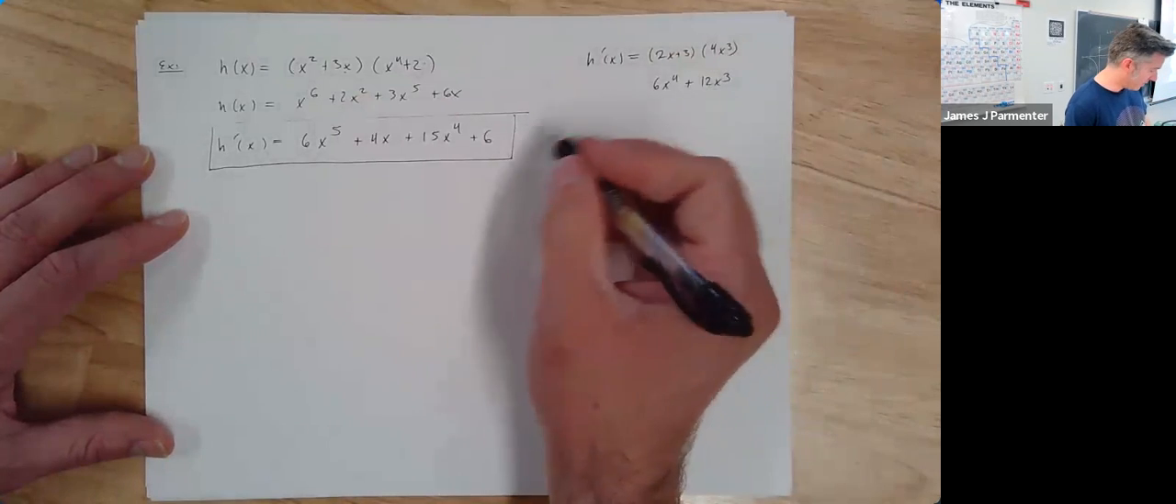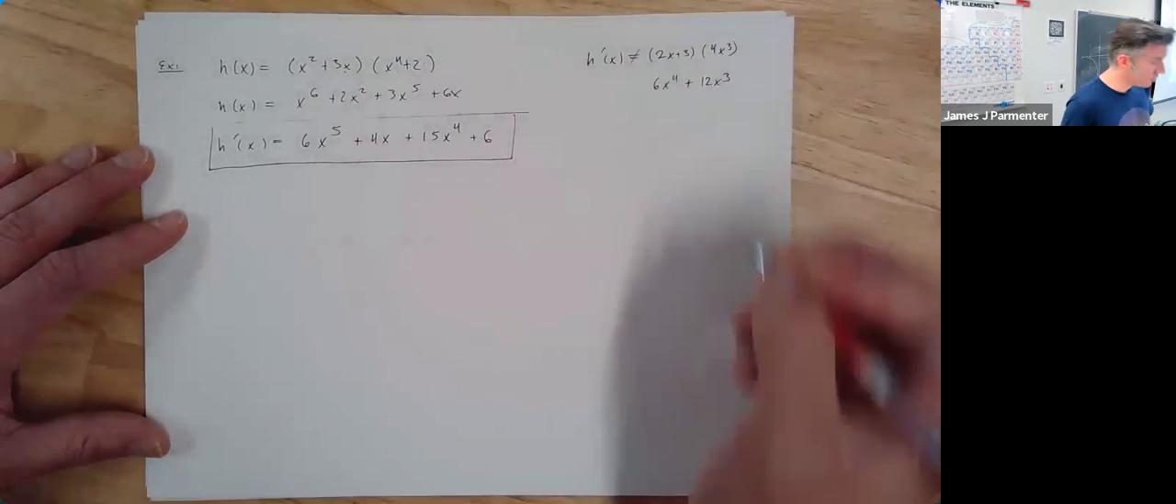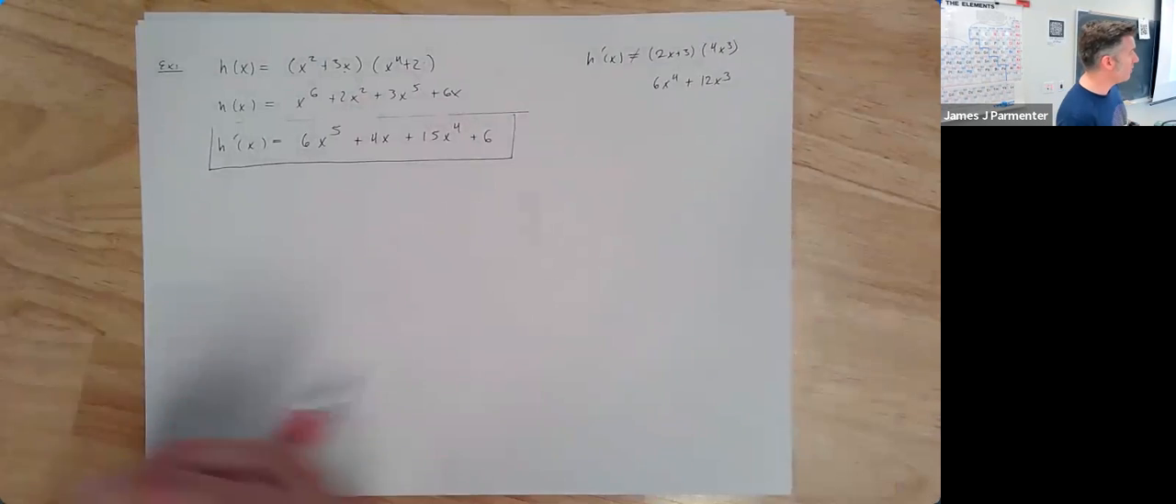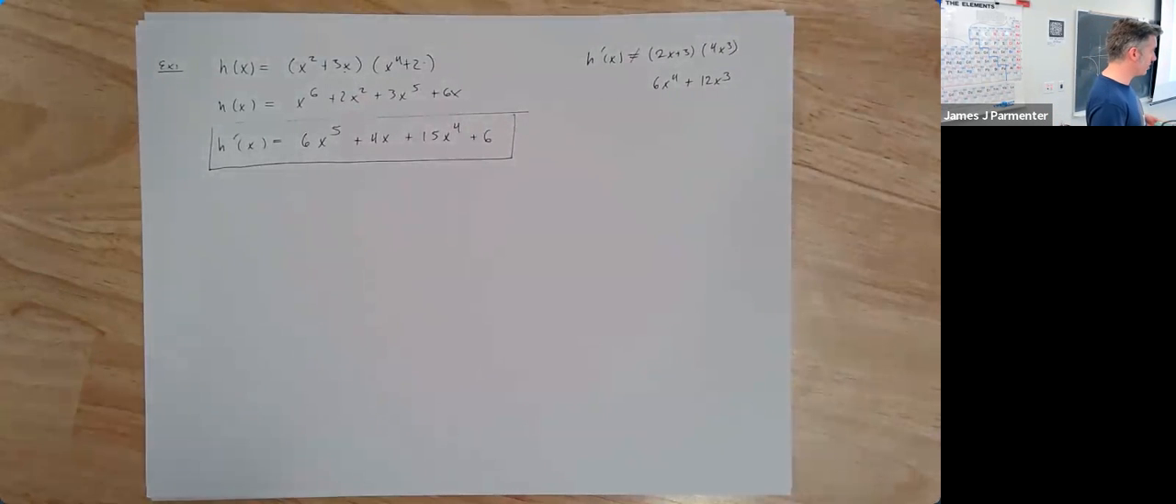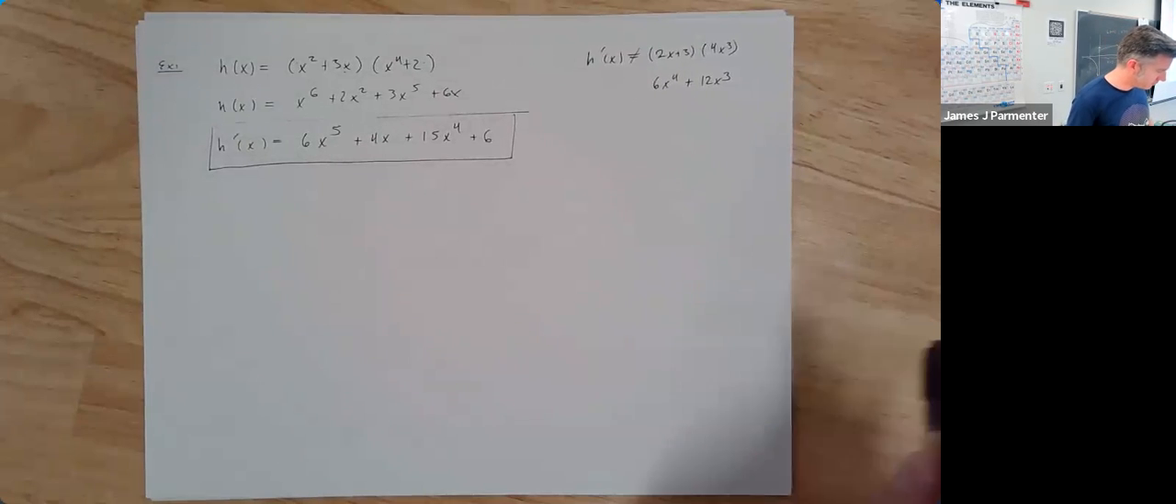And that is definitely not the same as that. So I want to point out h prime of x is not equal to the derivative of each part multiplied together. It's a very common mistake people make when they're trying to think about taking the derivative of a product. You cannot just take the derivative of each piece and multiply it together. We have to use the thing called the product rule, which we probably won't get to today, but we might. We'll see.